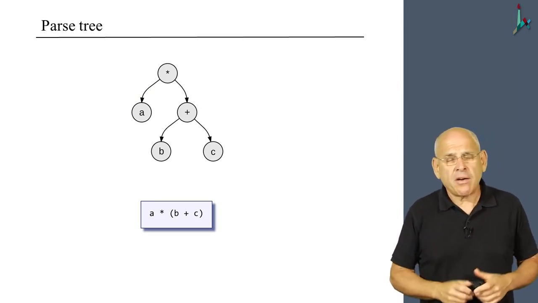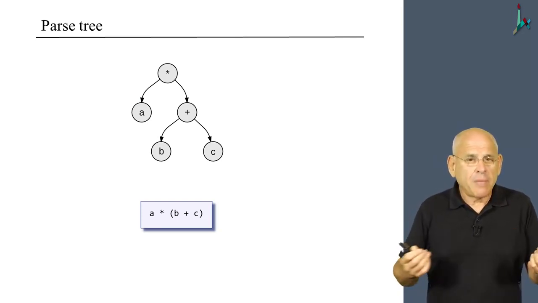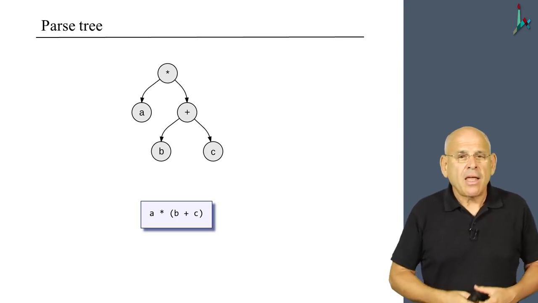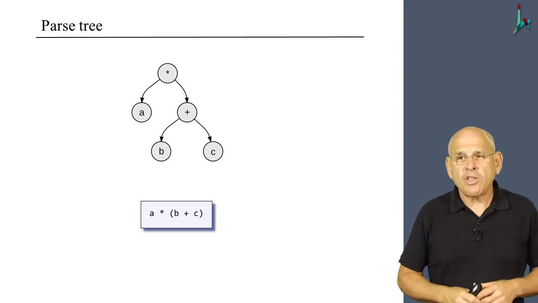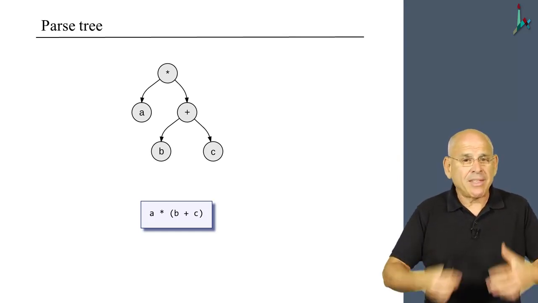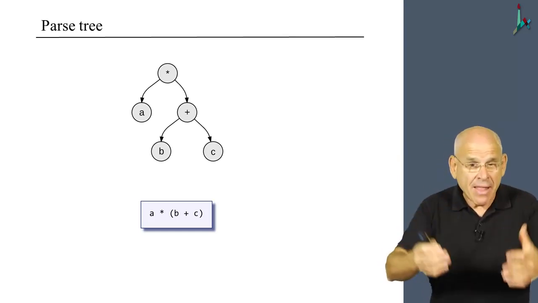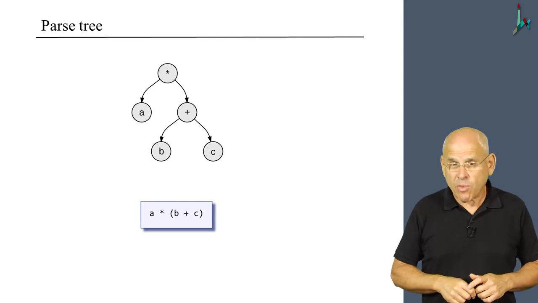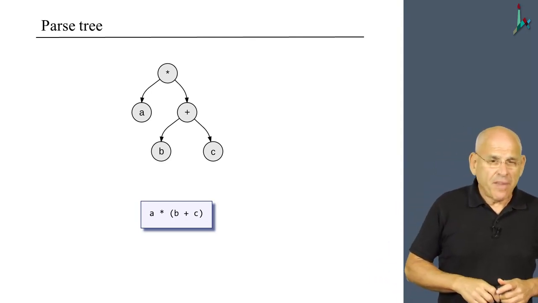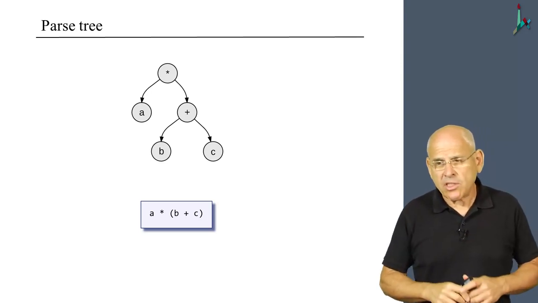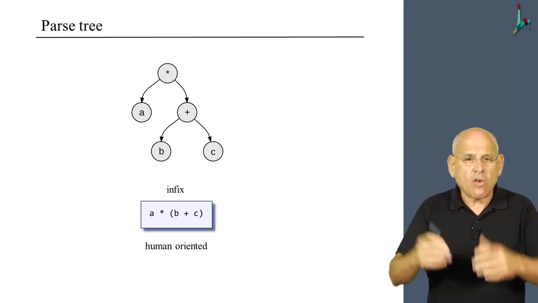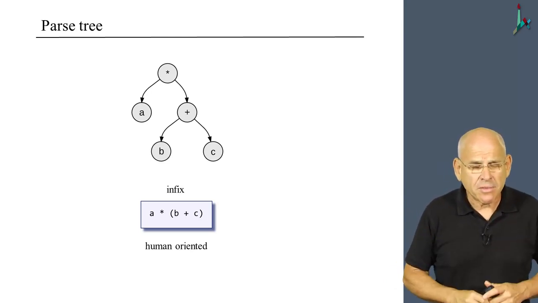What we see here is an example of a simple expression, a times b plus c, and the parse tree which can be derived from this expression, the parse tree that describes the same semantics that the expression describes. Now, this notation is called infix. And as I pointed out here, it is human-oriented. What do I mean by this?